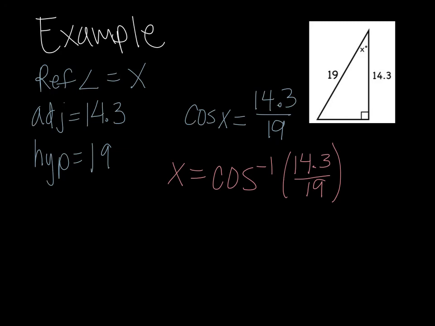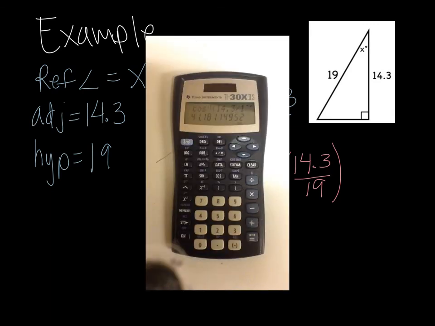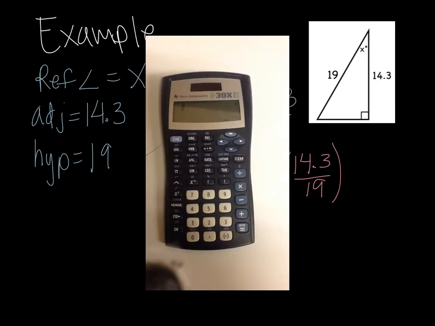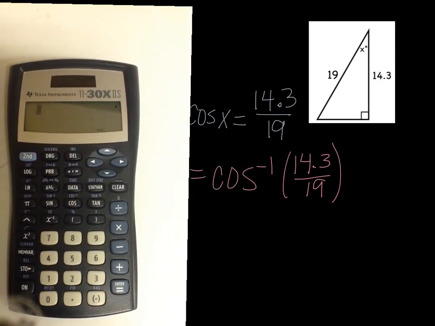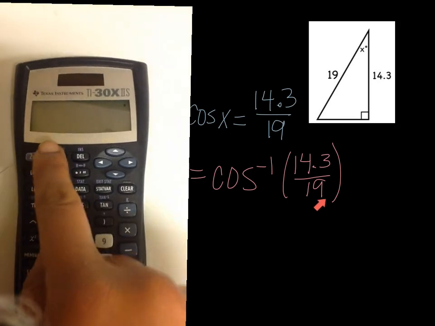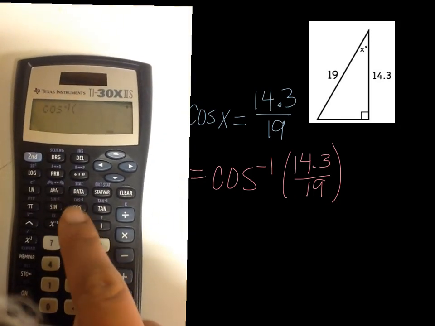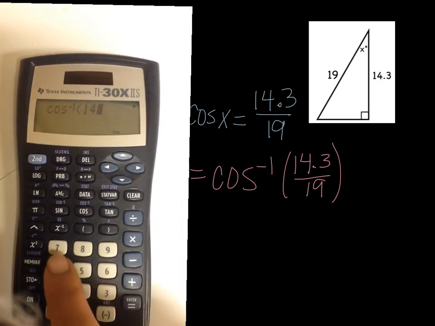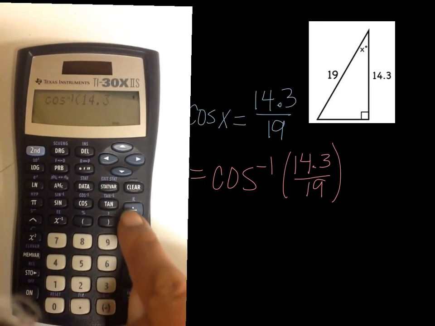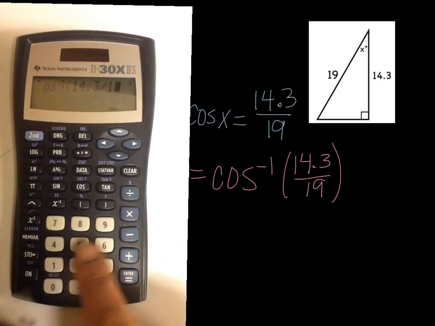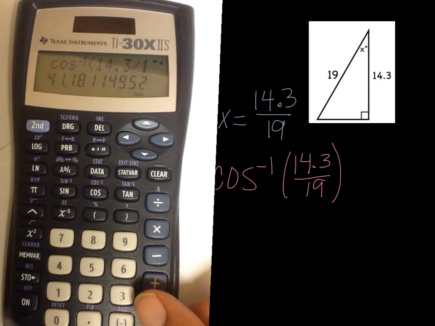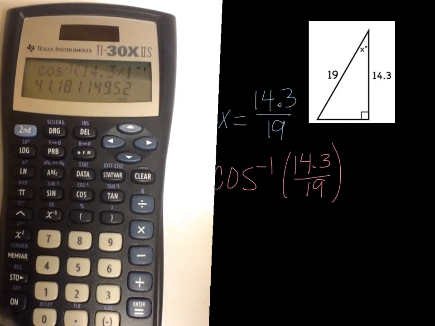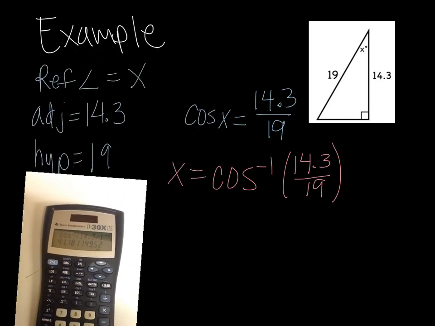Please watch the video to see how to input this into the calculator correctly. For this example, we got x equals the inverse of cosine times 14.3 divided by 19. We type that as second cosine to get the inverse. 14.3 divided by 19, which equals 41.18, which we can round up to 41.2.